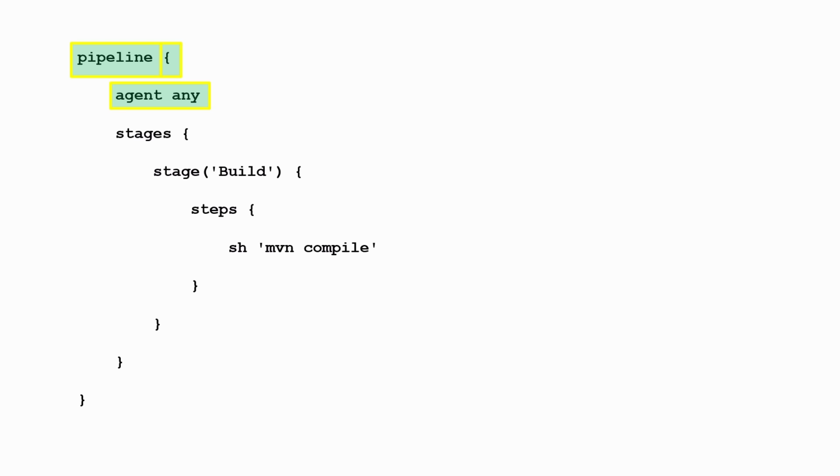Imagine Uber. You request a ride, you do not specify which rider should come. Uber sends any available rider. Similarly, agent any means use any available build machine. There are other options. Agent any means run anywhere. Then we have agent none, which means no agent is assigned globally. And we have another syntax like agent label, where we can give a label there. This implies run only on a machine labeled, for example in this case, Linux.